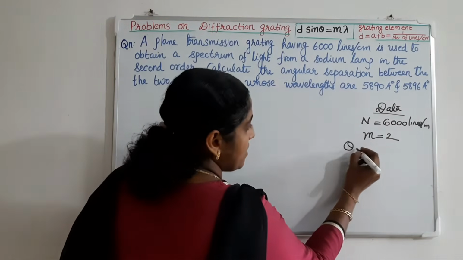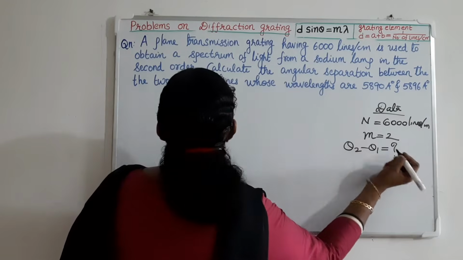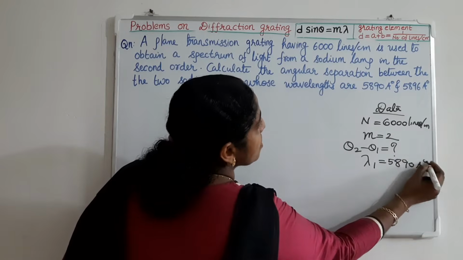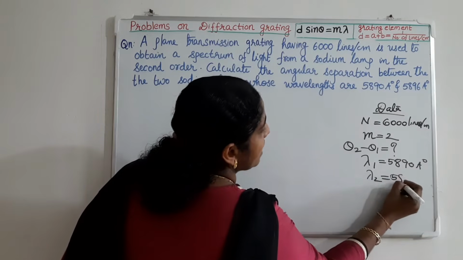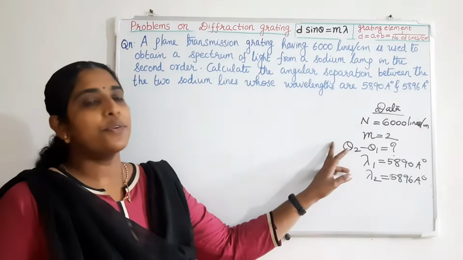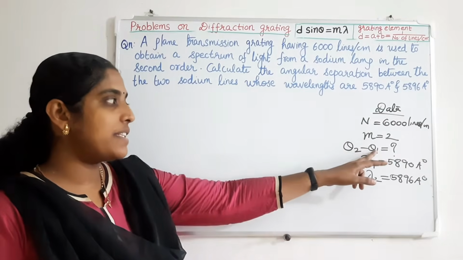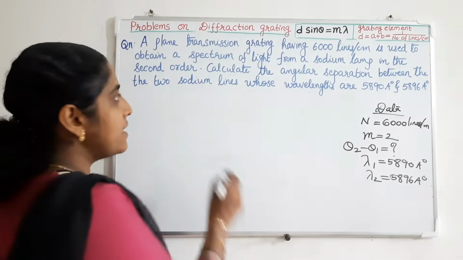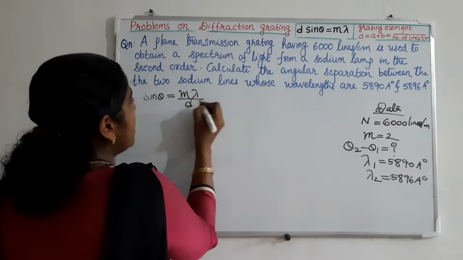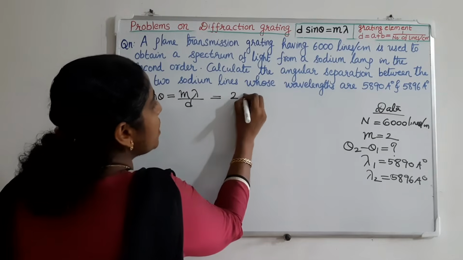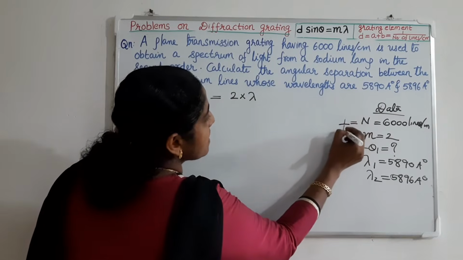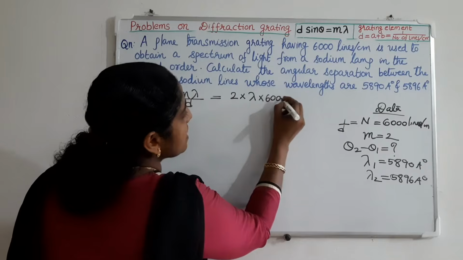Calculate the angular separation. What is angular separation? Theta 2 minus theta 1 corresponding to the wavelength of 5890 Armstrong, and the second one is 5896 Armstrong. These two wavelengths correspond to sodium D1 and D2 lines. So to find out the angular separation, first we can find out theta 1 and theta 2 from the grating equation d sin theta equal to m lambda. So sin theta is equal to m lambda divided by d. So that is m is 2 into lambda 1 by d. 1 by d is the number of lines per centimeter, that is 6000 lines per centimeter.